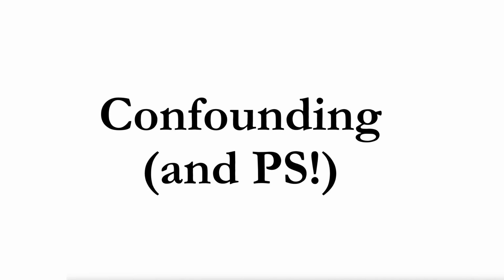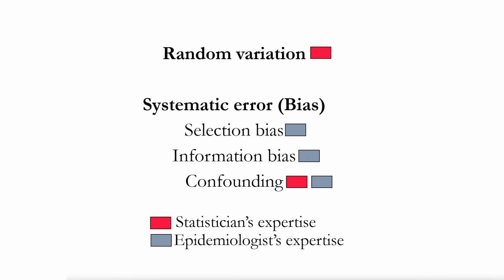And finally, we will cover confounding. And as part of the confounding presentation, I'll also comment briefly on propensity score methods. So as commented on in the previous videos, we have random variation and we have systematic error or biases. And while we have already talked about information bias and selection bias, the more common one, the one we always discuss as epidemiologists, is of course confounding.